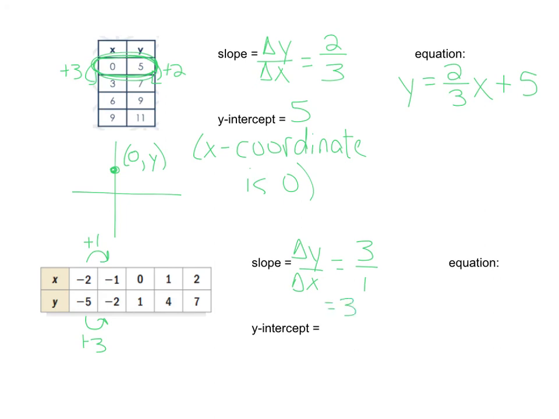How do I find the y-intercept of this table? You look for the x-coordinate to be 0. That's right there. So my y-intercept is 1. So the equation of my line would be y equals 3x, because the slope is the coefficient of x, plus 1 because the y-intercept's the constant.